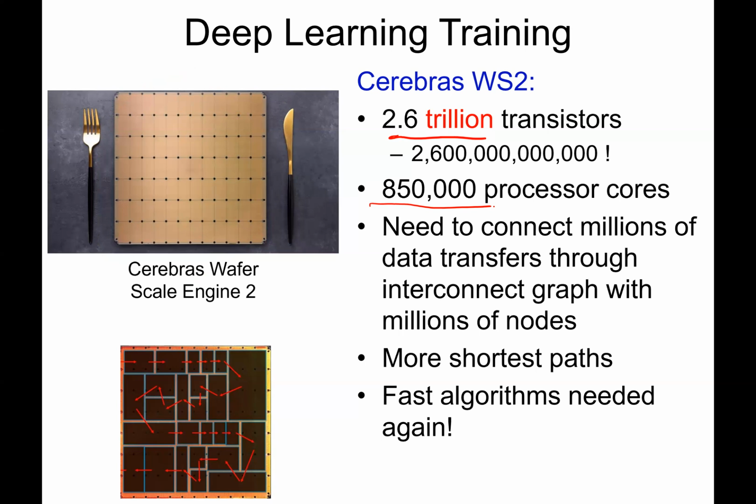They have to be connected to collaborate to perform a deep learning training. So you need to connect millions of data transfers between these processor cores, where the nodes are 32-bit buses, and the edges are multiplexers between them. And you have to search for millions of paths through that in order to connect them in this huge graph. So you need super fast algorithms again. Okay, so these algorithms are actually very relevant in our field and in many other fields.